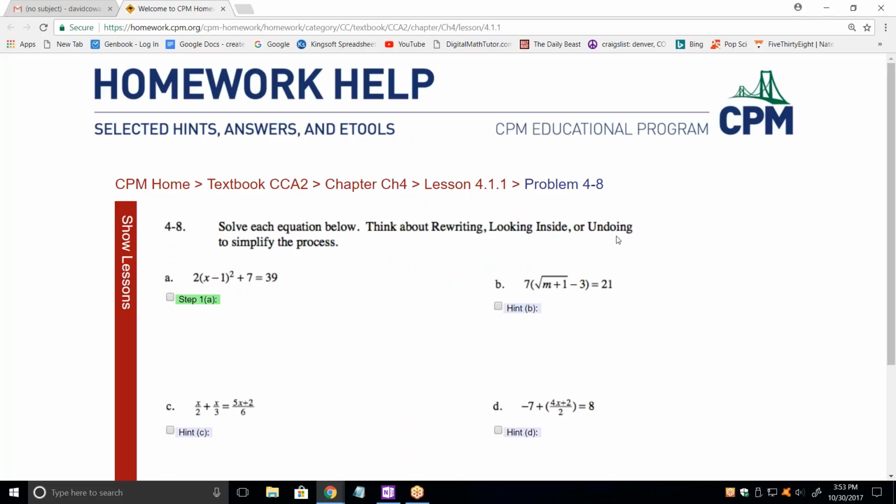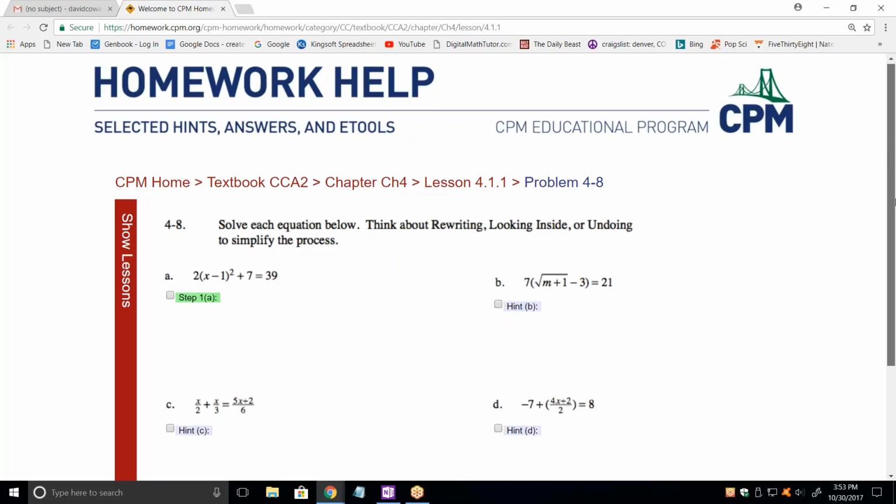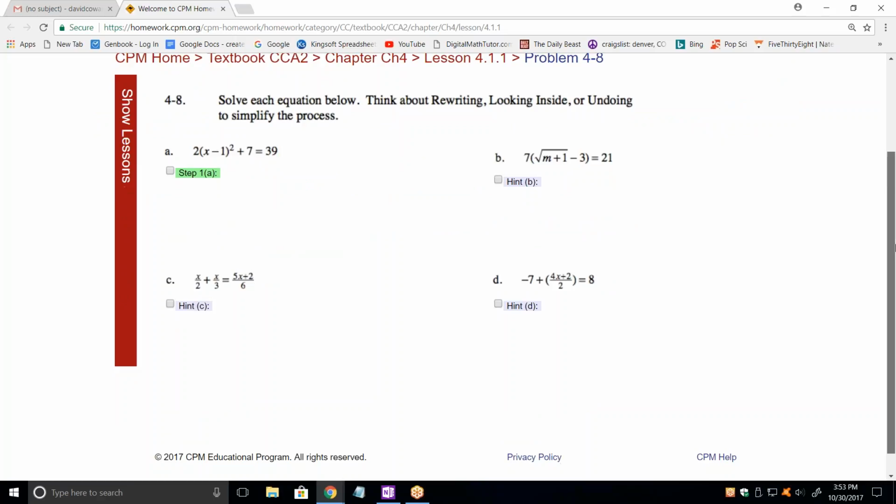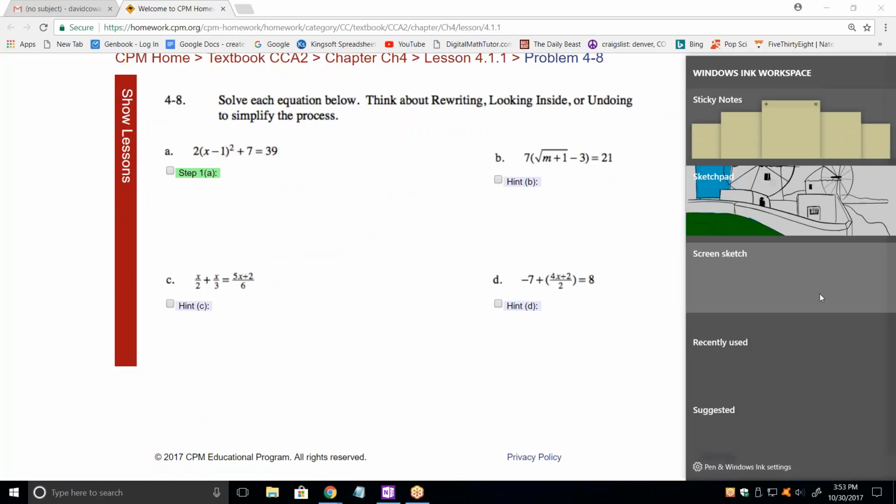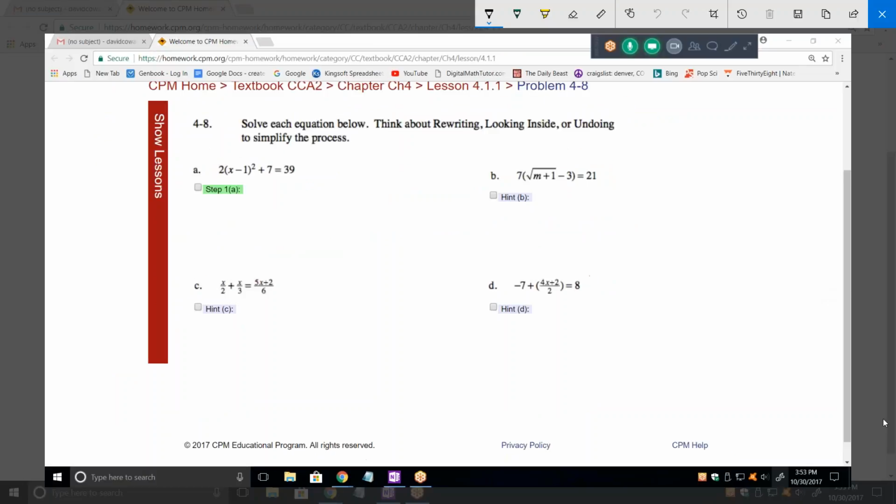Oh my goodness. Think about rewriting, looking inside, or undoing. Oh, I hate it when they use terms that I am not familiar with. I know how to do these problems, though, and that's what's important.